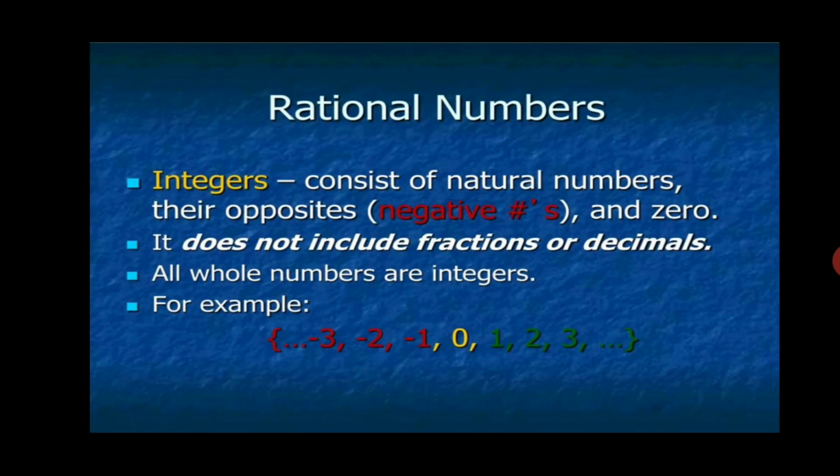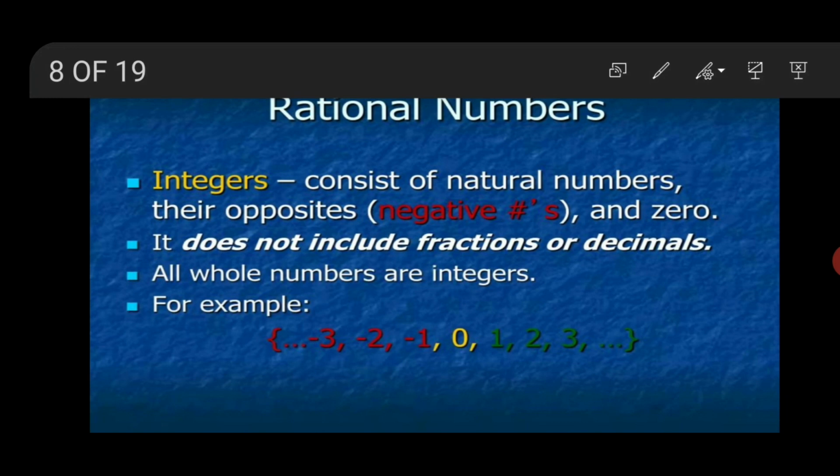Next, what are integers? Integers consist of natural numbers, their opposites, the negative integers, and 0. They do not include fractions or decimals. Remember, integers do not include fractions or decimals. And all whole numbers are integers. For example, -3, -2, -1, 0, 1, 2, 3, and so on.